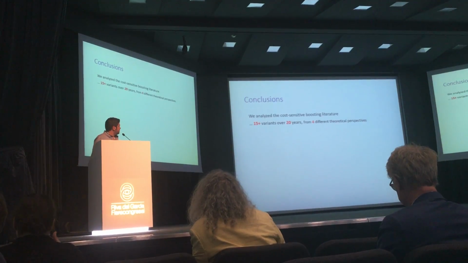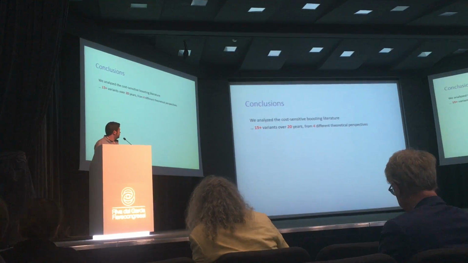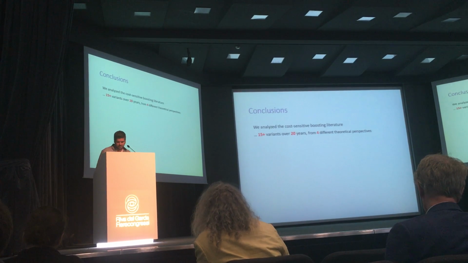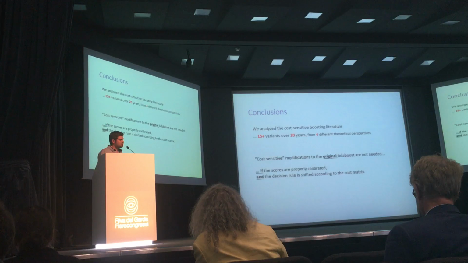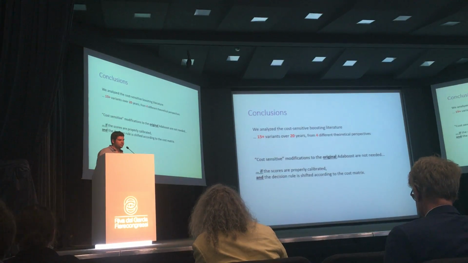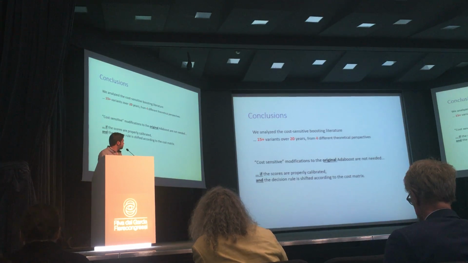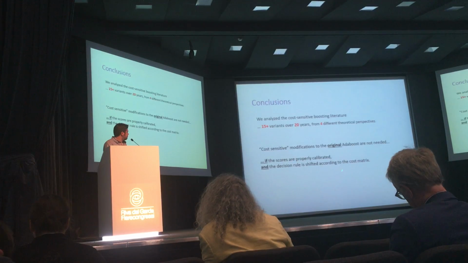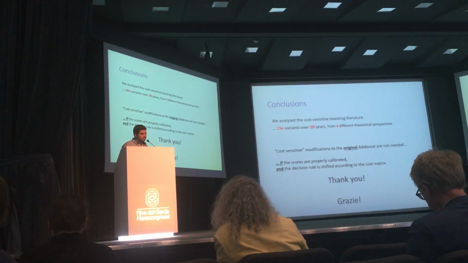So the take-home conclusion is that we analyzed the cost-sensitive boosting literature. This is more than 15 variants over 20 years from 4 different theoretical perspectives. And our main finding is that, in fact, cost-sensitive modifications to AdaBoost itself, to the training phase of AdaBoost, are not needed. All we need is to properly calibrate the scores, and when making predictions, just shift the decision rule, the decision threshold.